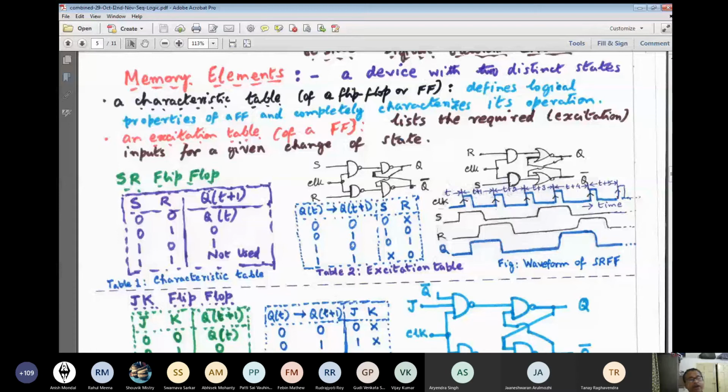So for a 0 to 0 transition, that means prior to the positive edge, Q is 0. I want this to remain at 0. Then what is the requirement of these excitation inputs? It is that S is 0, R is X. X means don't care. I'm sorry I forgot to write, but I'm sure you know X stands for 0 or 1. That means if I want this transition, then S must be 0, whereas R can be either 0 or 1.